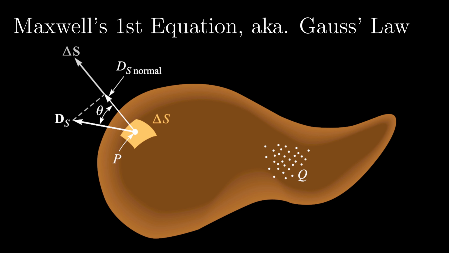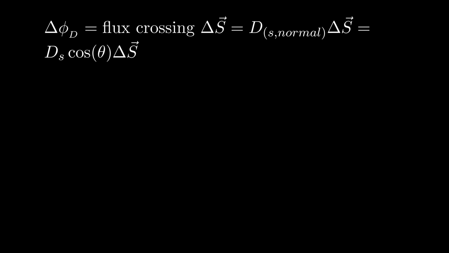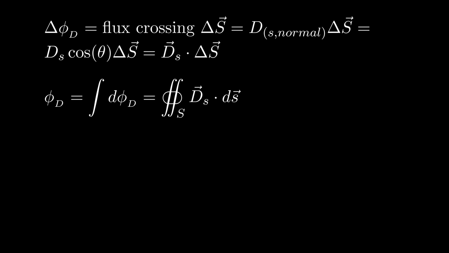At any point P, consider an incremental element of surface delta S and let the flux density vector Ds make an angle theta with delta S. The flux crossing delta S is then the product of the normal component of Ds and delta S. Thus, delta phi, which is equal to the flux crossing delta S, will be equal to the normal component of Ds times delta S, which is equal to magnitude of Ds cosine theta times delta S. In vector notation, this is equal to the vector dot product of Ds and delta S.